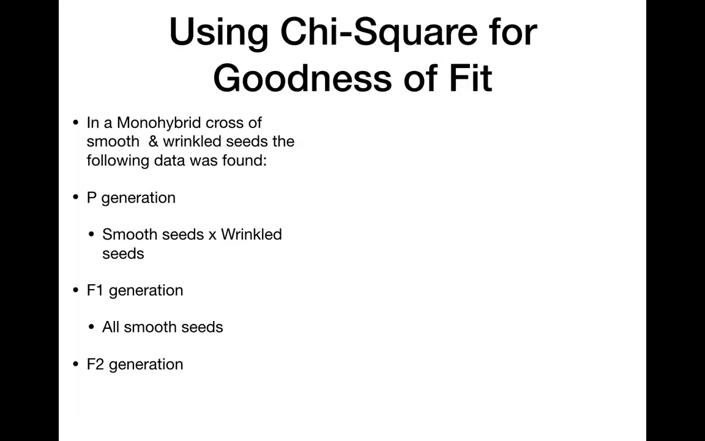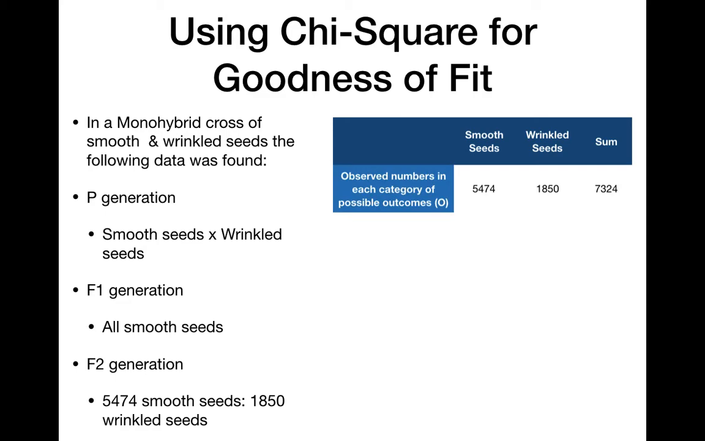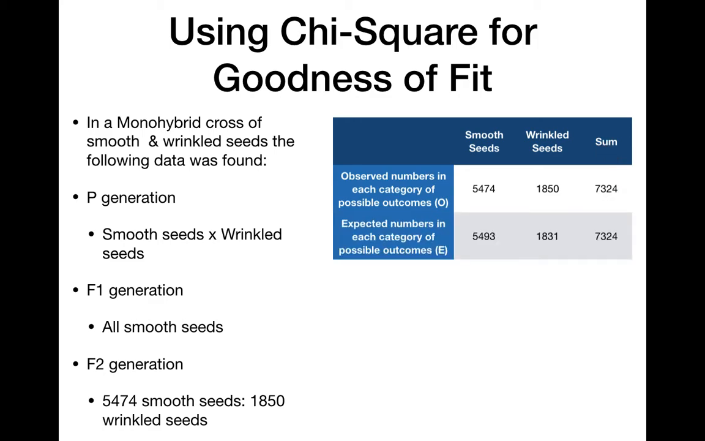Okay, so here's an example. We have a monohybrid cross of smooth and wrinkled seeds. We have data of the P generation, F1, and F2 generation. We have actual results here, the observed results. So here's my observed: I had this many smooth seeds, this many wrinkled seeds, and there's my sum. For my expected, I'm using my 3:1 ratio, and this is what I would expect. I can calculate that from my total, so 1/4 should be wrinkled, and 3/4 should be smooth.